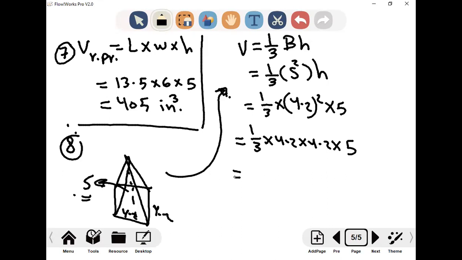Now, how do you multiply these? You multiply the whole numbers here up, then the answer divided by 3. Or in your calculators, you have a fraction form. Put 1 over 3, multiply, normal. So here, I'll multiply then divide by 3. It's 4.2 multiply 4.2 multiply 5 equals something divided by 3. It's 29.4. What's the unit? Cubic inches.